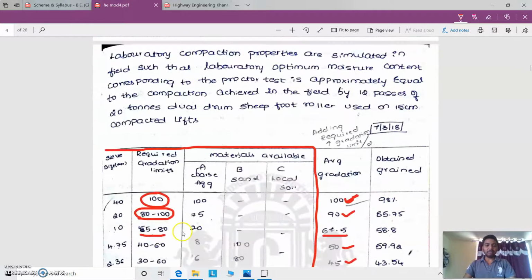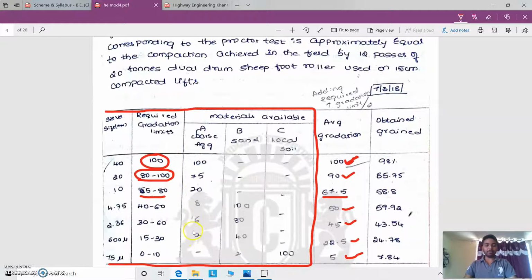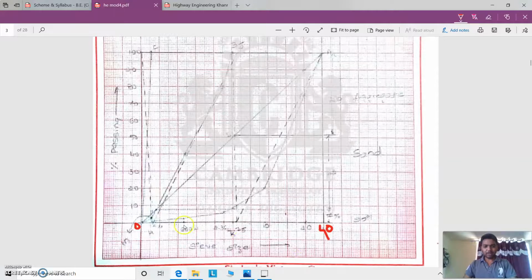Likewise material A is completely drawn, right? This data will be given, and for 40 mm the 100 percent passing is considered and the point is marked. For the 20 mm sieve size, 75% of the aggregate has passed. That means at 20 mm sieve size, 75 is considered to be here, right? Between 70 and 80 it will be 75, and my point will be marked.